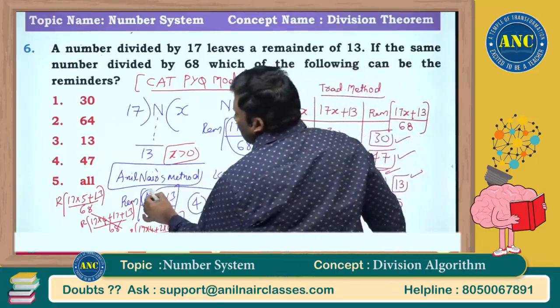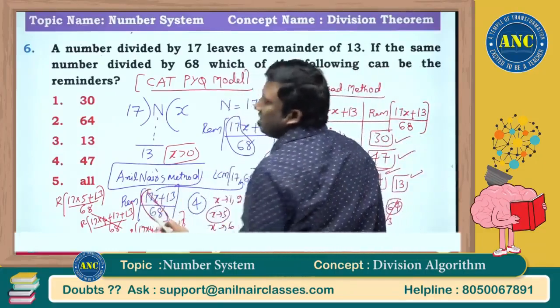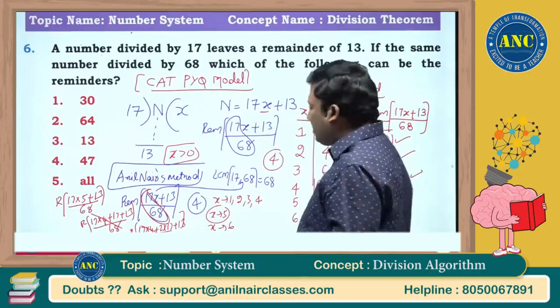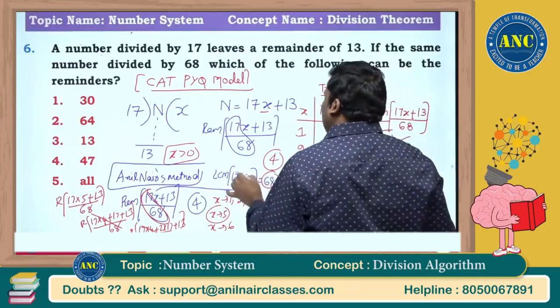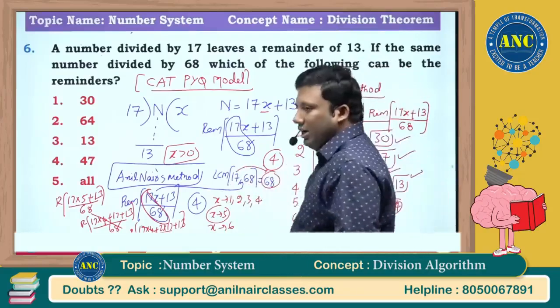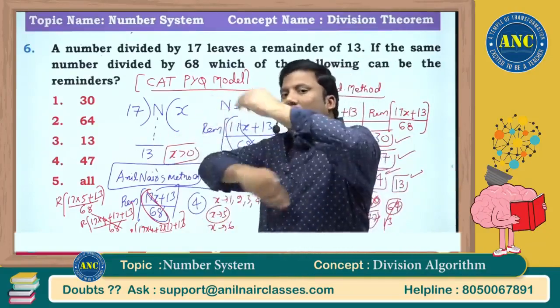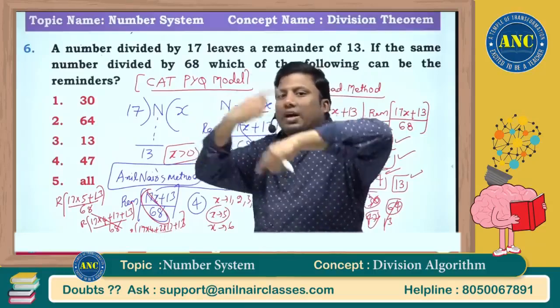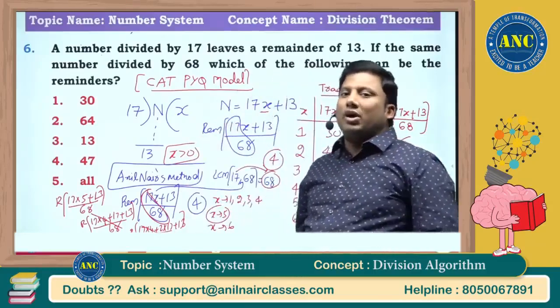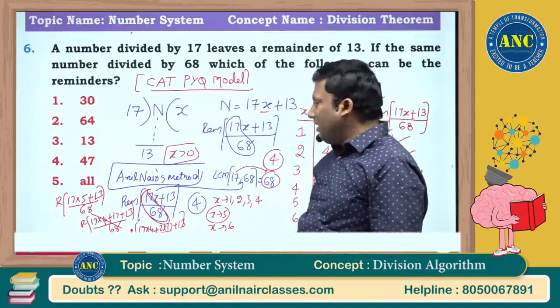All you have to do is just take the LCM of 17 and 68, which is 68. How many times does 17 go in 68? 4 times. Till X equivalent to 4, I will get a unique value. Beyond 4, every other value will go back to X equivalent to 1, 2, 3, 4. I hope the idea is clear.